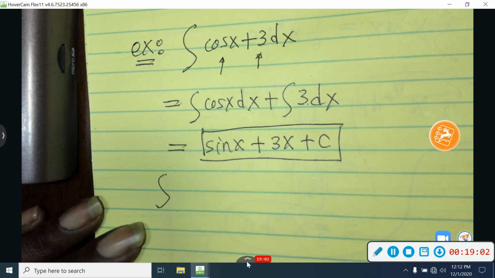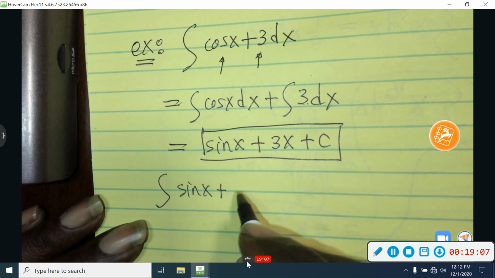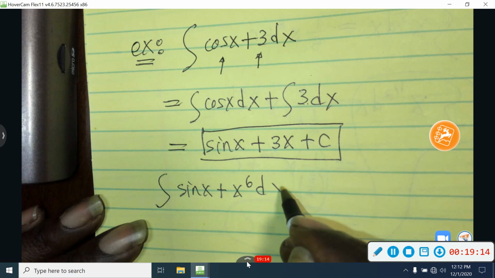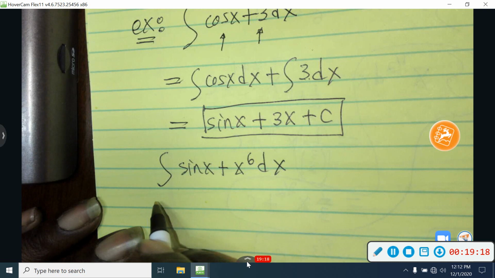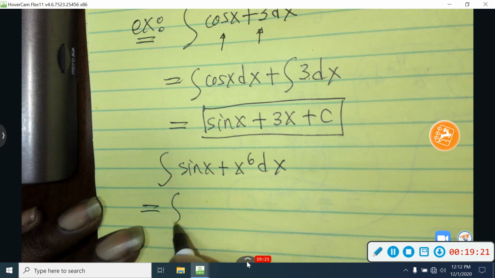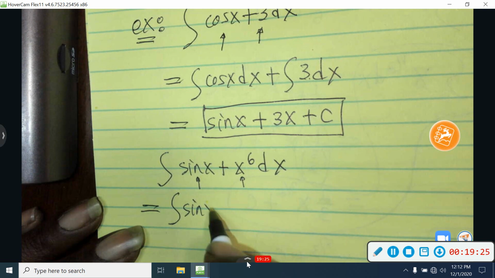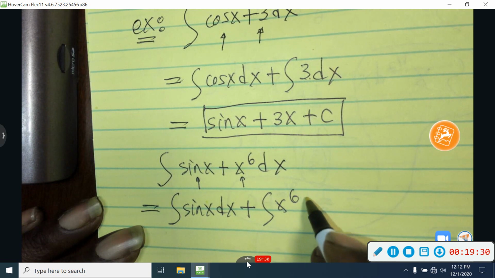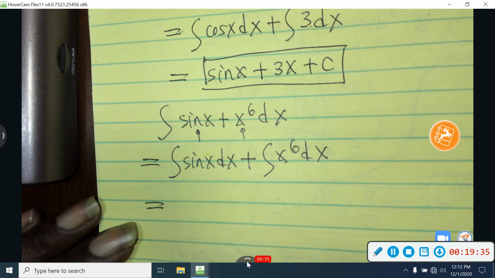Let's do another one. How about the indefinite integral of sine x plus, say, x to the 6? Well, again, the indefinite integral by the property will come into both pieces. So it'll be the indefinite integral of sine x dx plus the indefinite integral of x to the 6 dx. And now you got to do these integrals.